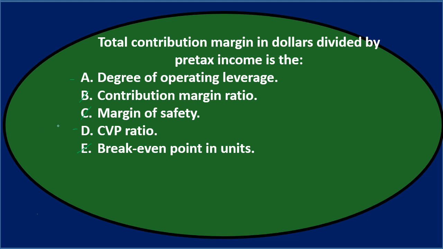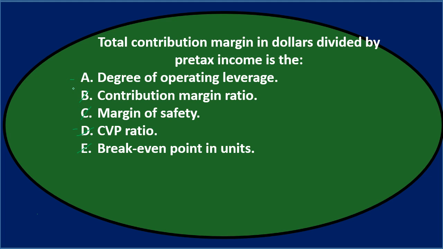Between those two, we've probably heard of A, and D might sound reasonable because it has CVP in it, but we don't really have a CVP ratio. The CVP is the whole thing that we're doing. Cost, volume, profit analysis is everything that we're doing, with a lot of ratios included under its umbrella. So it's not D. It's actually going to be the degree of operating leverage. Tricky terms here.